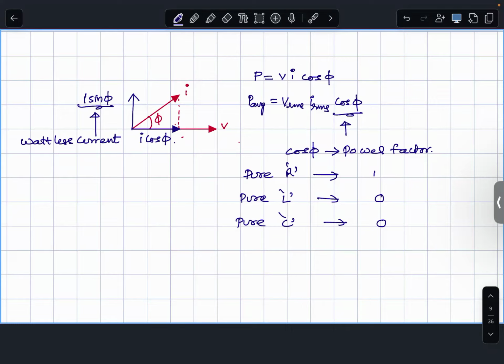What did we learn yesterday in a pure capacitor circuit? No, I leads V by pi by 2 in a pure capacitor circuit, whereas in a pure L circuit, V leads I by pi by 2. You learned yesterday, correct or not? Leading by pi by 2 means cos pi by 2 is 0. Phase difference.